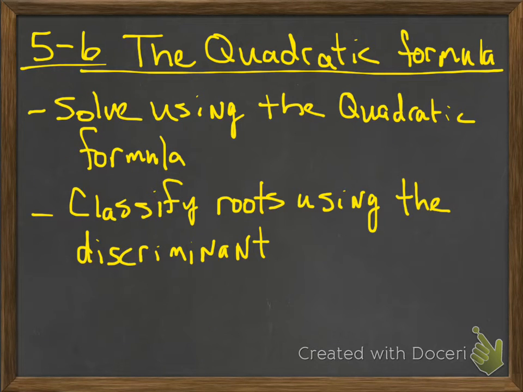So let's look at that. So today we're going to go over the quadratic formula. That's 5.6. We're going to solve using the quadratic formula. We're going to classify roots using the discriminant. And we'll define all that. You should have seen this before. You did the quadratic formula in Algebra 1. Maybe not quite to the extent that we're going to.